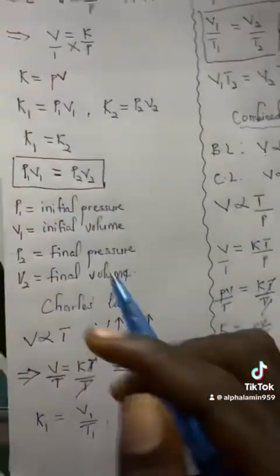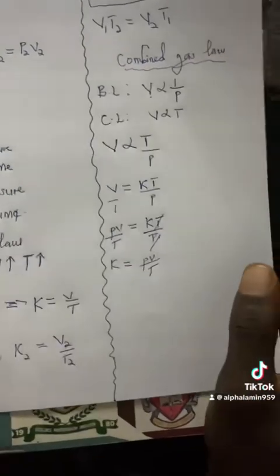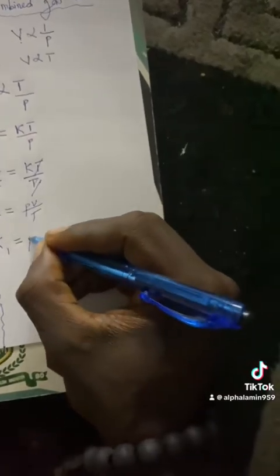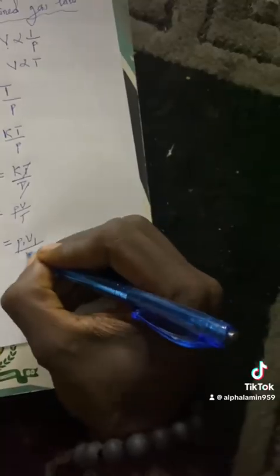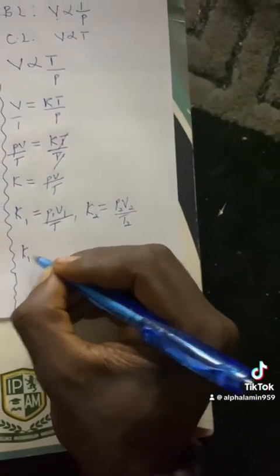So I've already explained here some of these parameters. The only thing that I didn't include is the temperature. And we should know that T1 is the initial temperature and T2 is the final temperature. So K1 is equal to P1 V1 over T1. And K2 will be equal to P2 V2 over T2. And we know that the initial conditions are always equal to the final conditions.